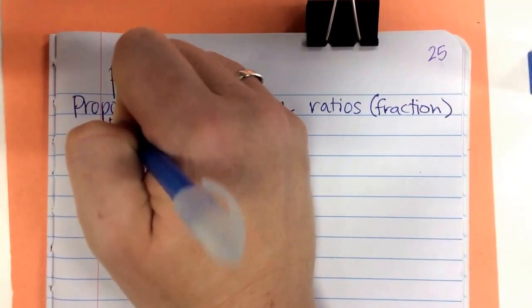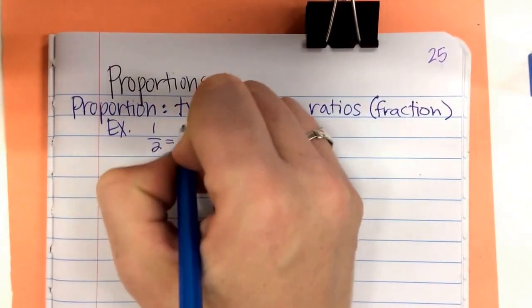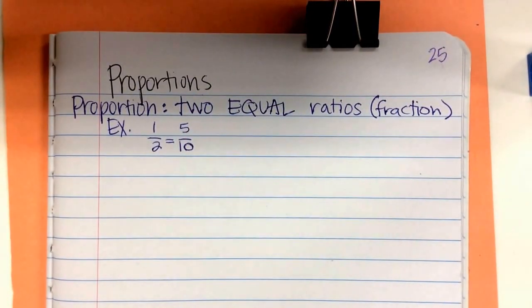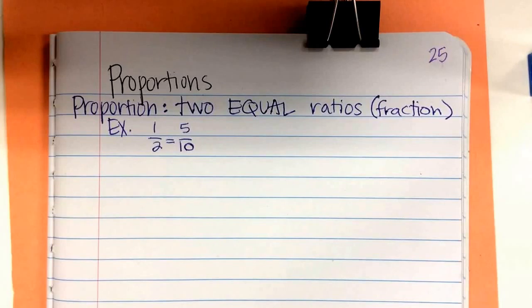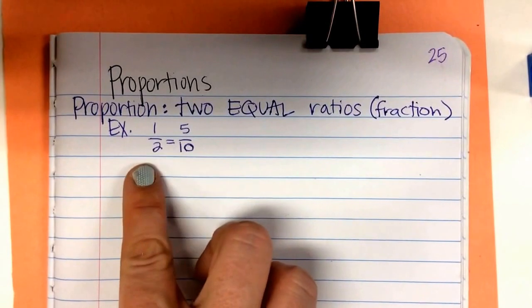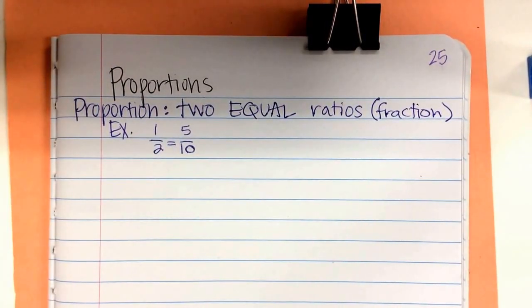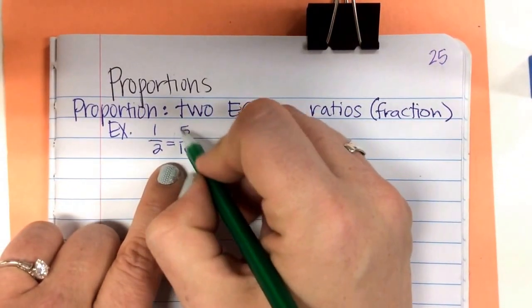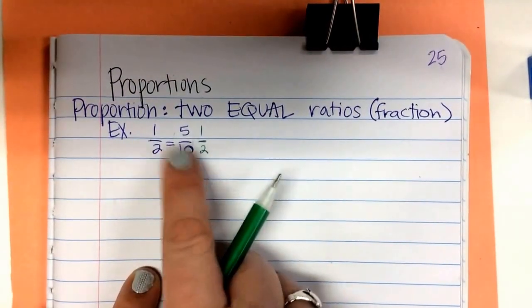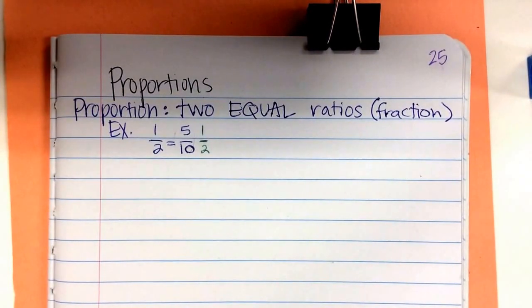For example, 1/2 and 5/10 are a proportion. How do you know that these two are equal? They look different. Haley? Right. If I simplified this, you'd get 1/2. 2 times 5 is 10. 1 times 5 is 5. It increases by the same amount. So yeah, they're equal.